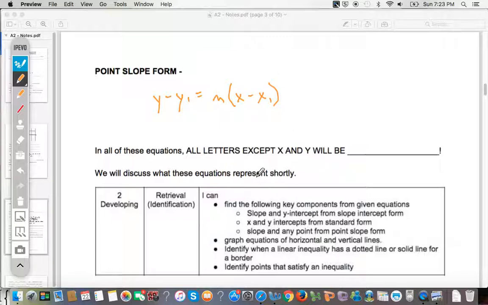Okay, so in all of these equations, all letters except x and y will be numbers. So we just introduced the forms there, so level 1, you'll be able to tell when a line is in one of those forms. Okay, so let's take a look at these a little more in depth now.